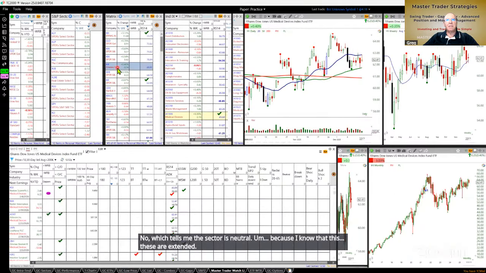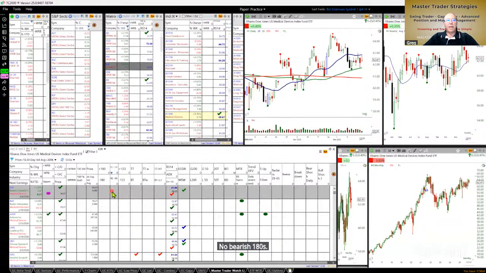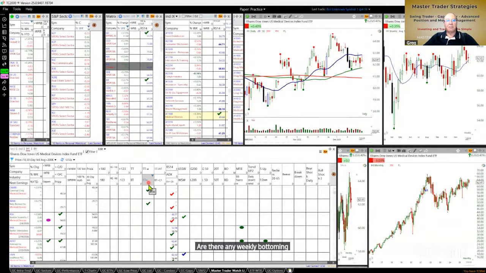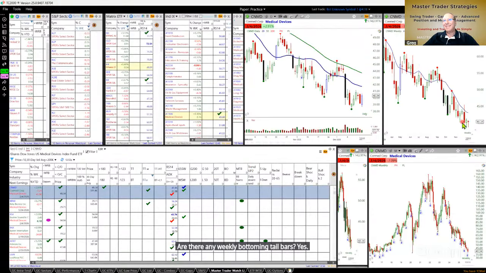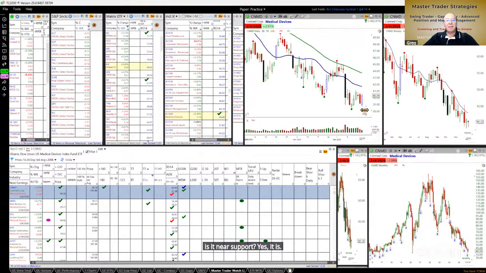Well, what about this sector? Well, we looked at medical devices. No bearish 180s, no bullish 180 reversals. Are there any weekly bottoming tail bars? Yes. And it's in a downtrend, but it's a bottoming tail bar on the weekly. Is it near support? Yes, it is. The daily is in a downtrend. There's a retest and reversal.